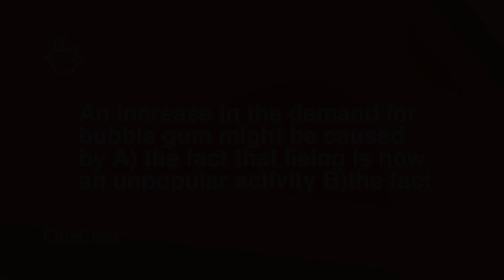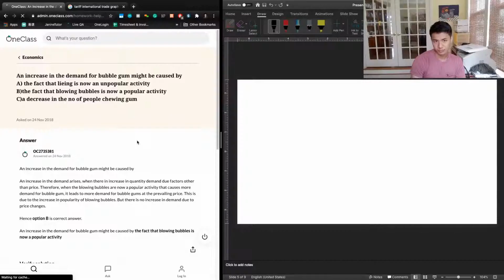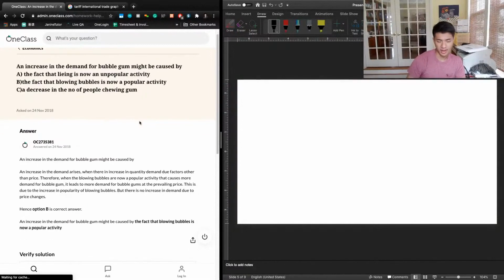Next question says, an increase in the demand for bubblegum might be caused by A, the fact that lying is now an unpopular activity. Not sure how that relates. B, the fact that blowing bubbles is now a popular activity. Or C, a decrease in the number of people chewing gum.